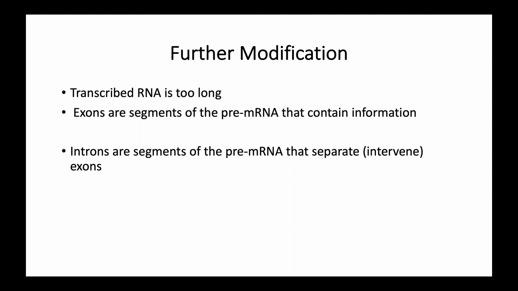Then you have segments which are called introns, that are part of this primary transcript that separates the exons. Think of them as being spacers. They're found between the exons, right?